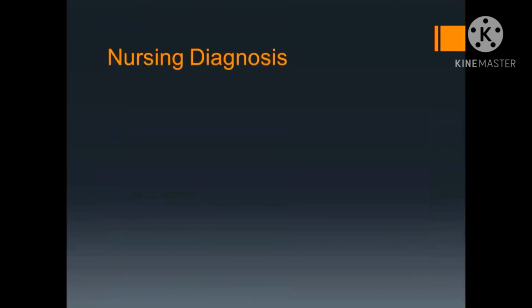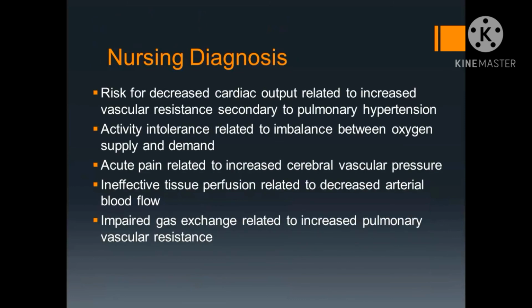What are the nursing diagnoses? These are decreased cardiac output related to increased vascular resistance secondary to pulmonary hypertension. Activity intolerance related to imbalance between oxygen supply and demand. Acute pain related to increased cerebral vascular pressure. Ineffective tissue perfusion related to decreased arterial blood flow. Impaired gas exchange related to increased pulmonary vascular resistance.